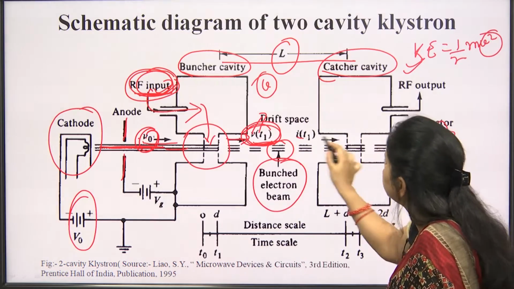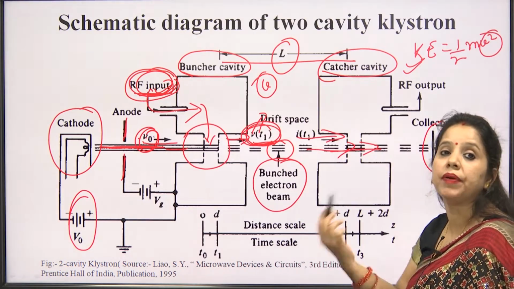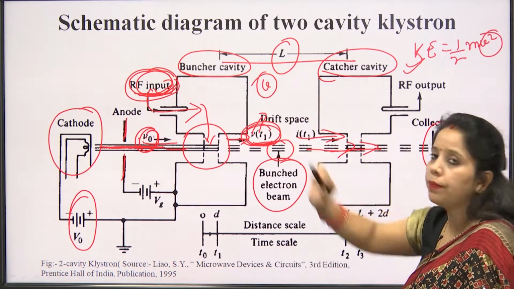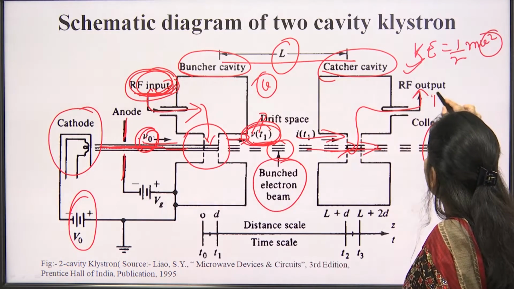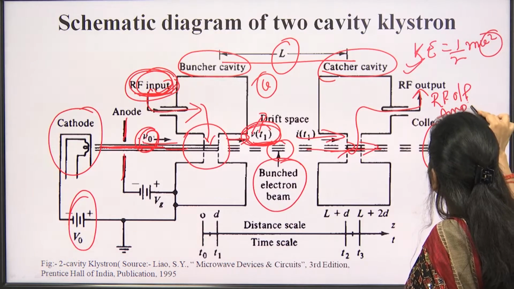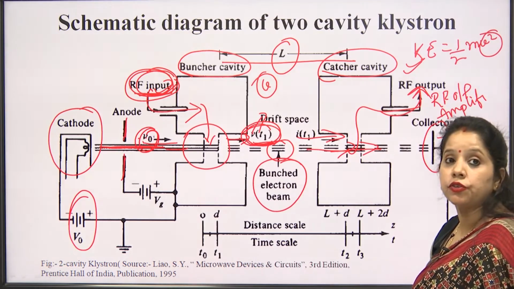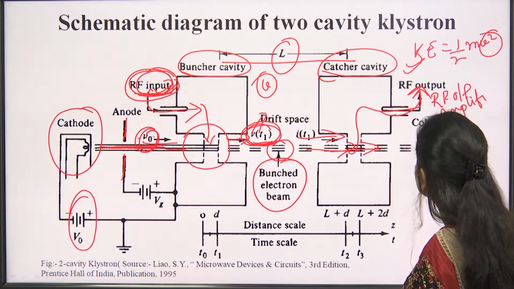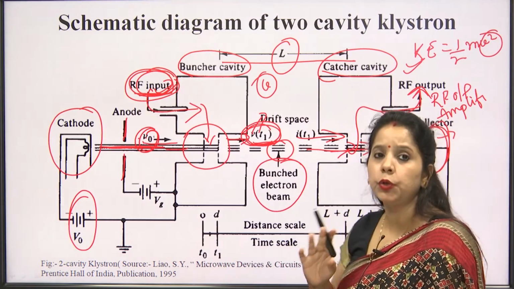So the signal which is coming here is the amplified output of the signal which is initially inserted in the buncher cavity, and this RF output, which is the amplified output, comes out at this node, and the electrons, which are now left without energy, get collected at this collector end. So these are the basic principles associated with the two cavity klystron.